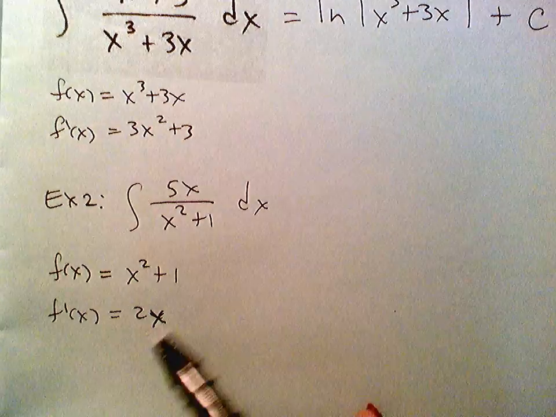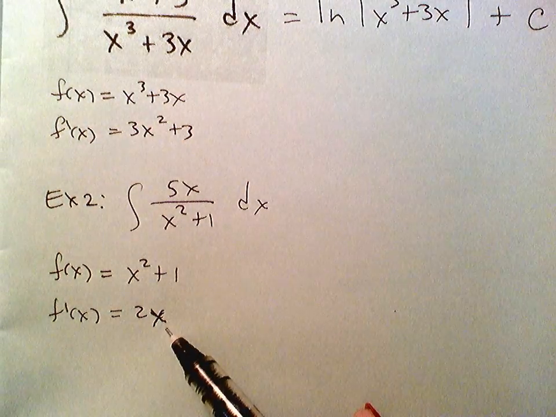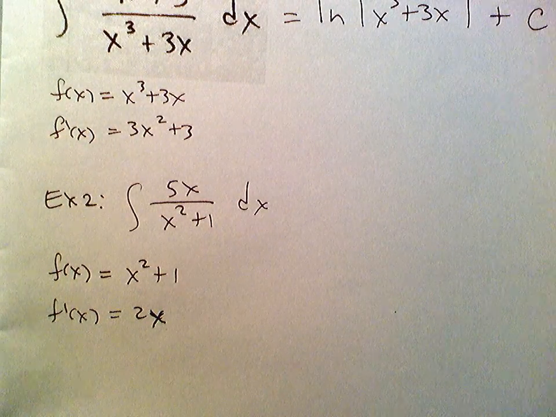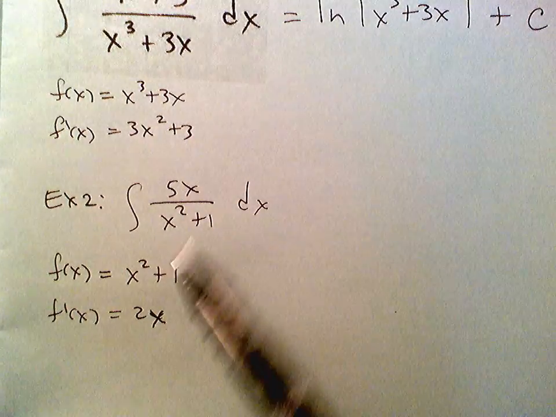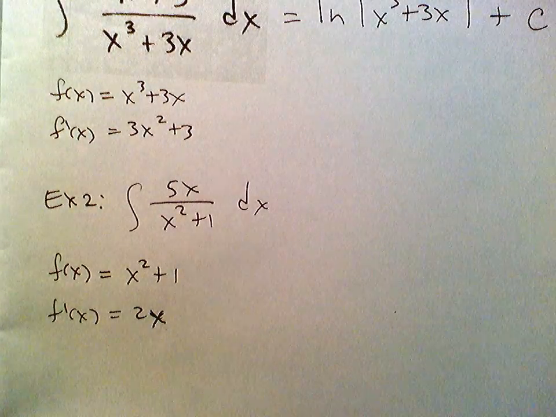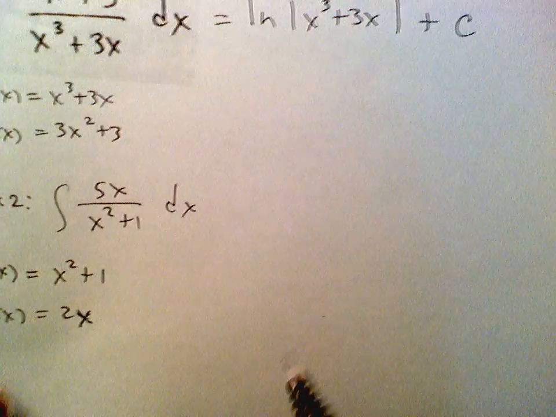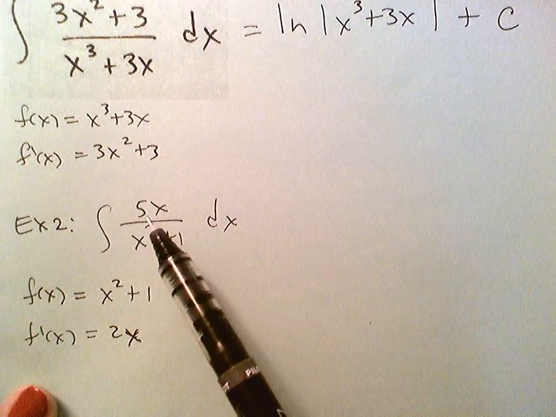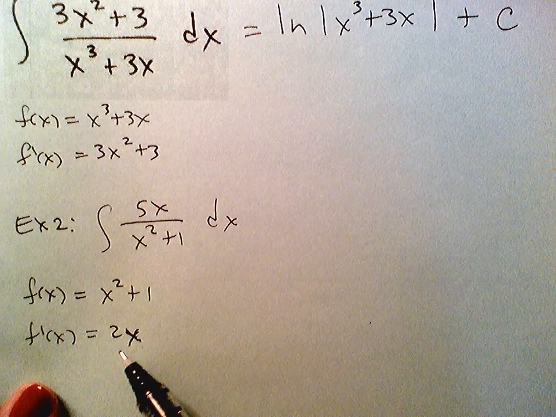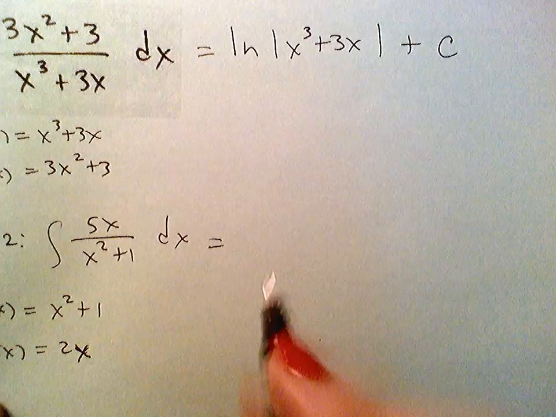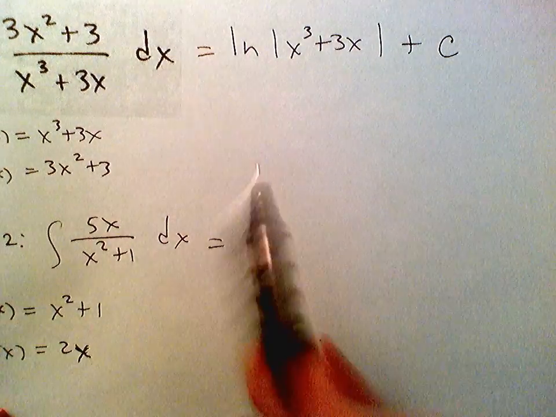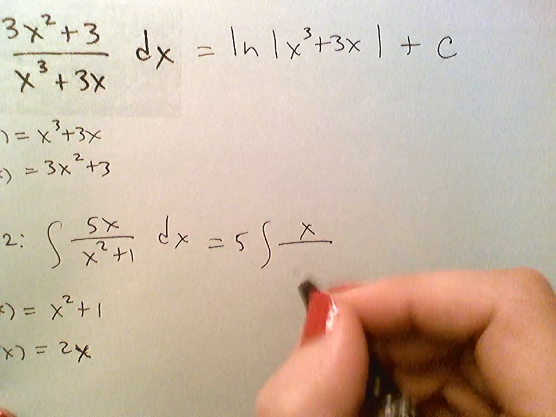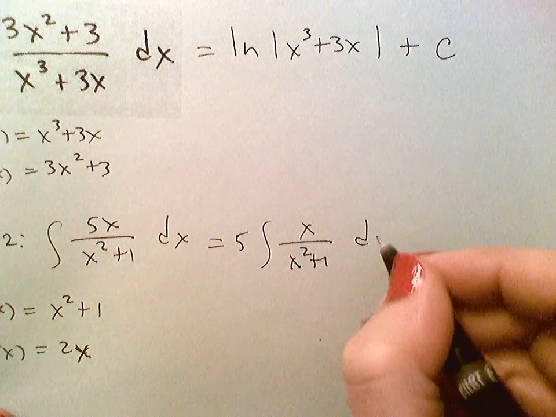So if the only difference between the derivative of the denominator and the numerator is a constant multiple, well then you can rewrite this so that you could use the formula. So let me show you how. And in the future, you probably will go faster than this. First of all, I don't want a 5 as this coefficient. I want a 2 as the coefficient. So the first thing I'll do is use the constant multiple rule, and I'll bring the 5 out in front. And then I've got x over x squared plus 1 dx.